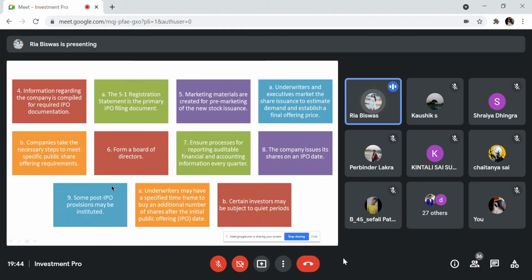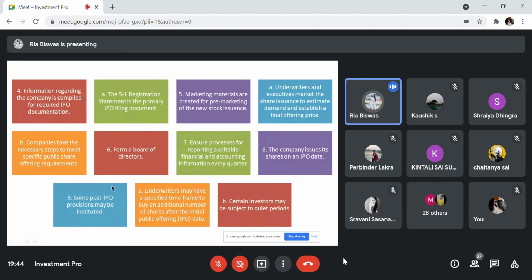So the company issues its shares on an IPO date. Is anyone aware of what an IPO date is, as Zomato has been in very hot news, as I can see from the past one to two weeks? So is anyone aware of what an IPO date is? Yes, ma'am. Yes, please. 14th to 16th.